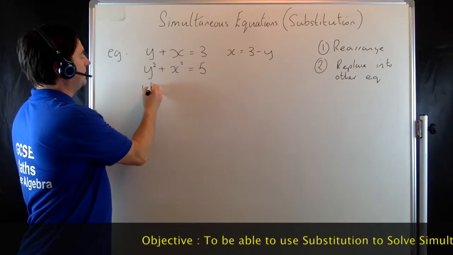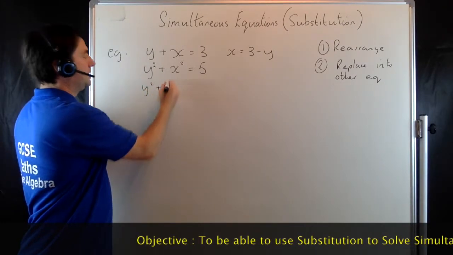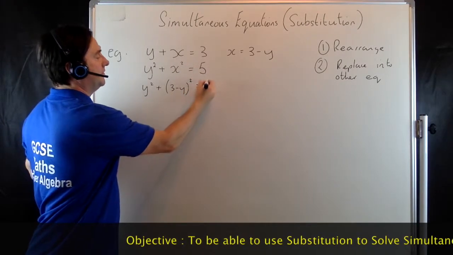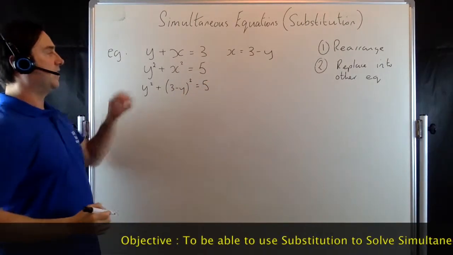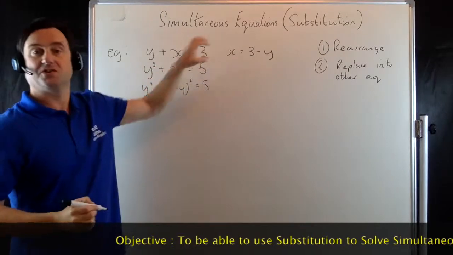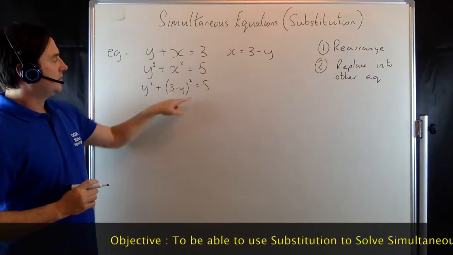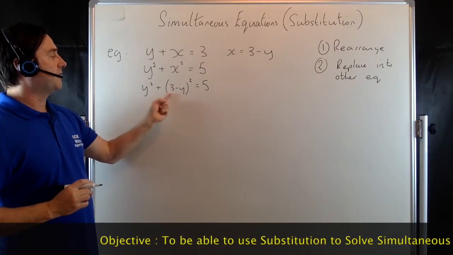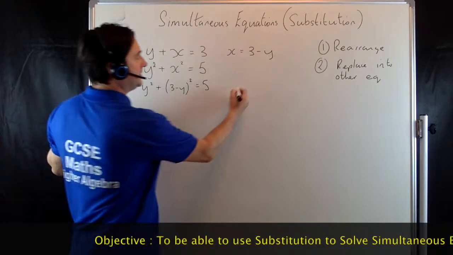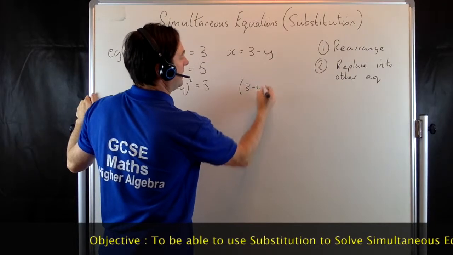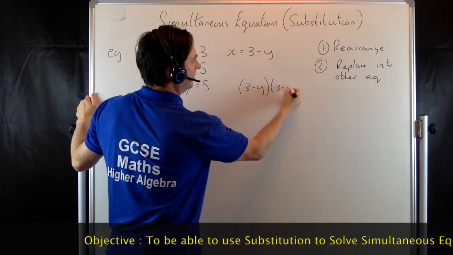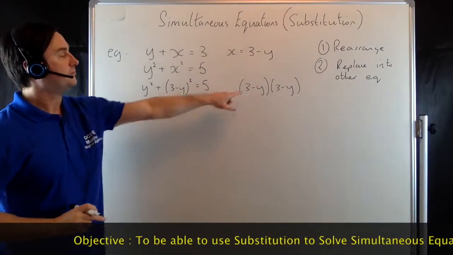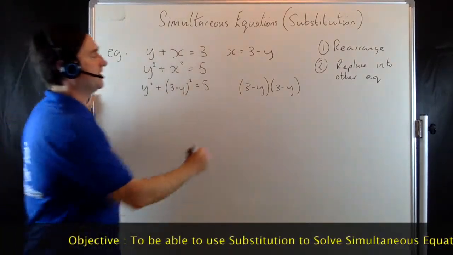So I'm going to put in place of x here 3 minus y. So I get y squared plus (3 minus y), but remember, it's squared, and that equals 5. I've substituted this expression into the other equation. This now has to be multiplied out. You should know or be aware of the fact that (3 minus y) squared is 3 minus y multiplied by 3 minus y. So look out for that, that comes up quite a lot. We're going to now expand these brackets.